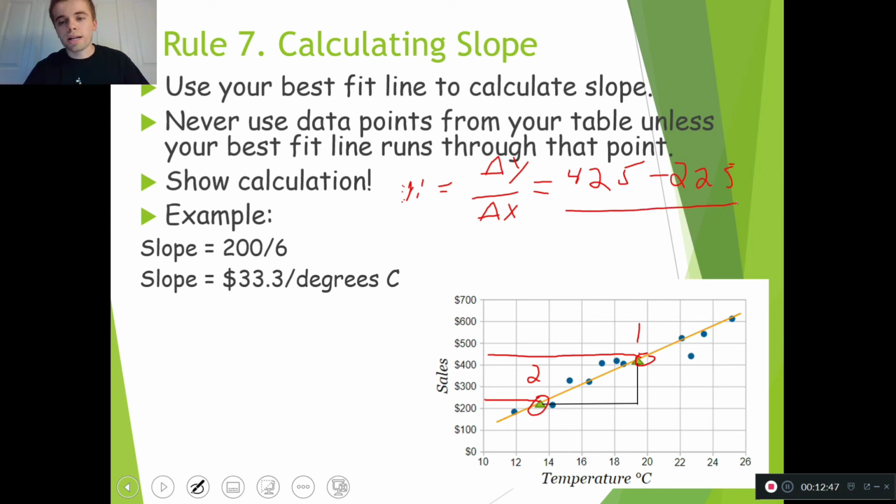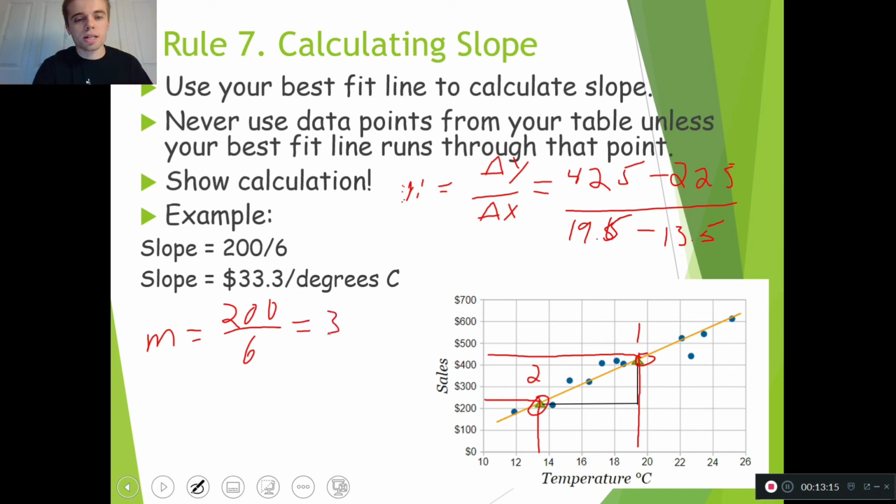All divided by our x value at this point, which is probably right around 19.5, minus our x value here, which is right around 13.5. From there, we can simplify this, and we see that we really get a slope that's equal to 200 divided by 6, which is going to give us 33.3, but we're not done here. We always have to add units to our slope, which in this case is dollars per degree Celsius, and that's how we find our best fit line.